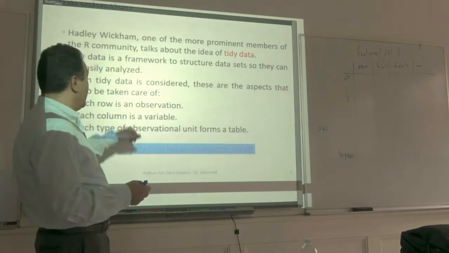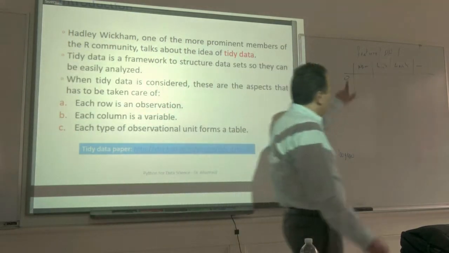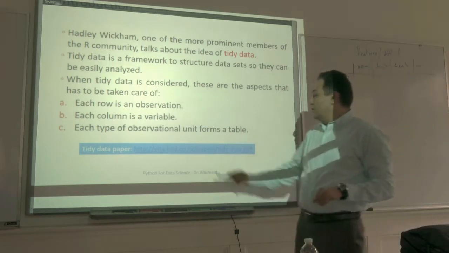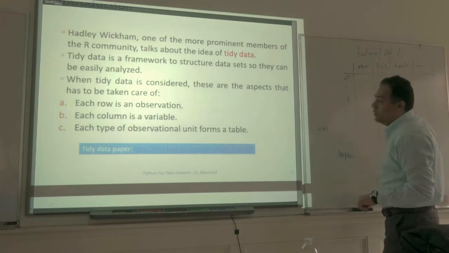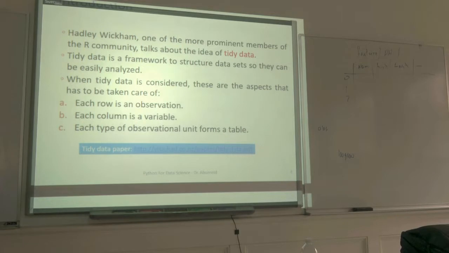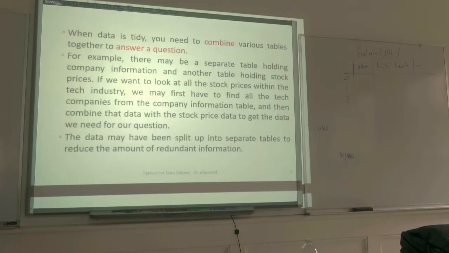Number two, each column is a variable, not a value. If we have a column that is a value, we have to convert it to a variable, and we'll talk about that in a second. Number three, each type of observational unit forms a table. So this is the table. You could have multiple tables that you need to handle. That's what we're going to talk about today: how can we have tidy data, and how do we manipulate our tables in a certain way.